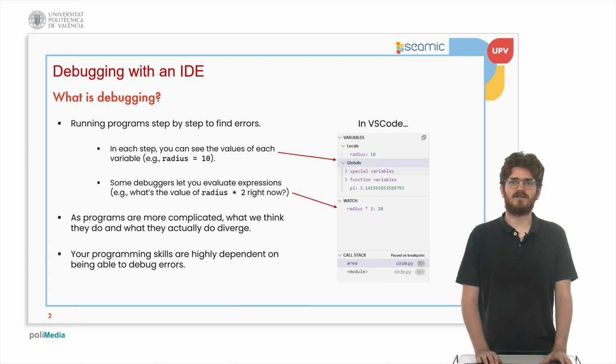These debuggers are not very simple to operate, but with a bit of help you can learn to use them. And with them you can write more and more complicated programs. Because what you think programs do and what programs actually do will differ, especially as we deal with more complicated structures. And your programming skills are very dependent on being able to debug errors completely.